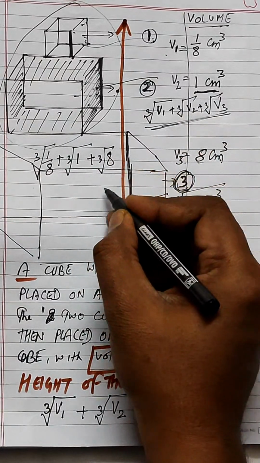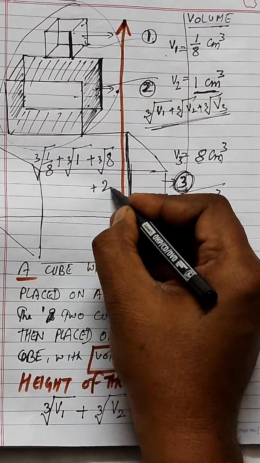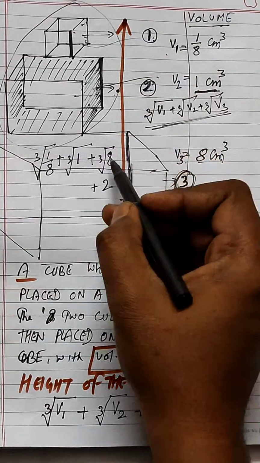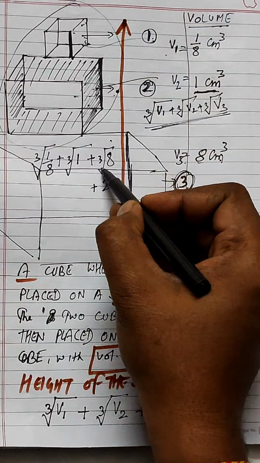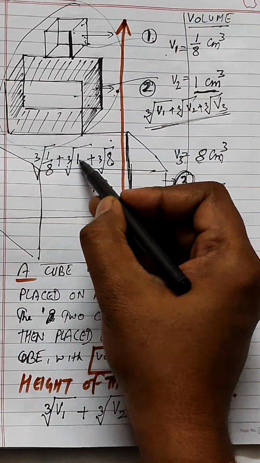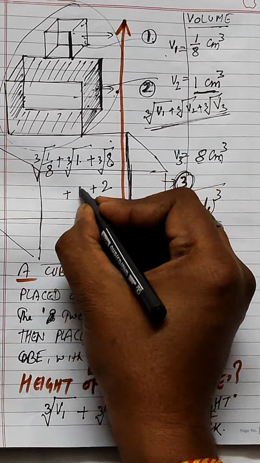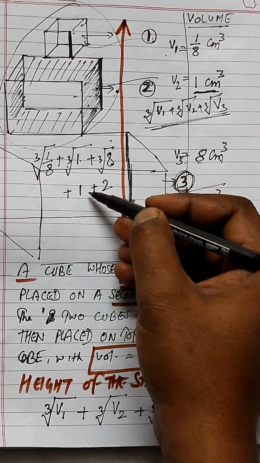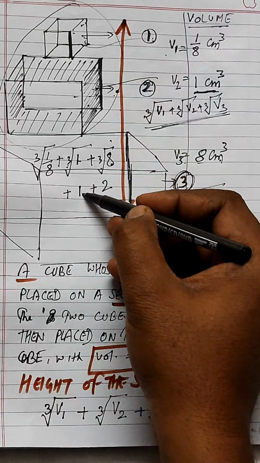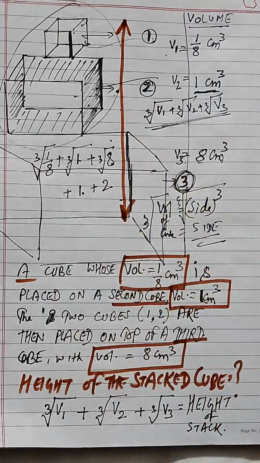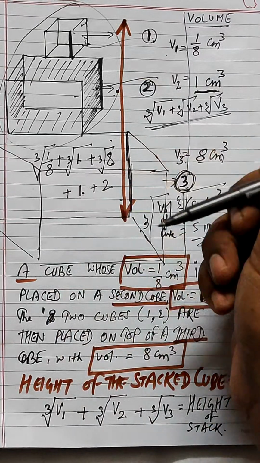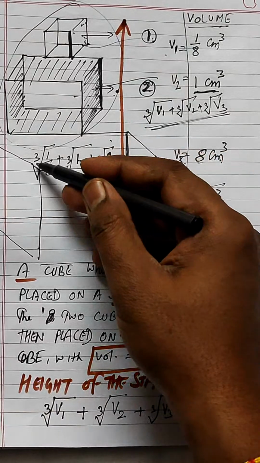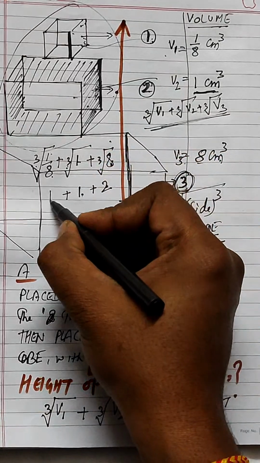Cubic root of 8 is 2, because 2, 2, 2. 2 into 2, 4, 4 into 2, 8. So 2 will be coming out for this cubic root of 8. And for this cubic root of 1, we will get 1. Why? Because 1 into 1 into 1 can be multiplied n number of times to get the value 1. So cubic root of 1 is 1. And cubic root of 1 by 8, what is its value? Since the cubic root of 8 is 2, the cubic root of 1 by 8 will be coming as 1 by 2.